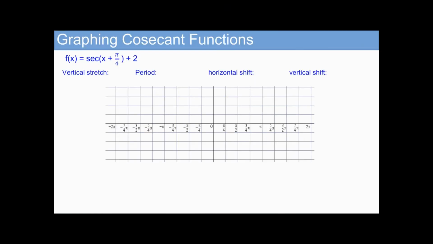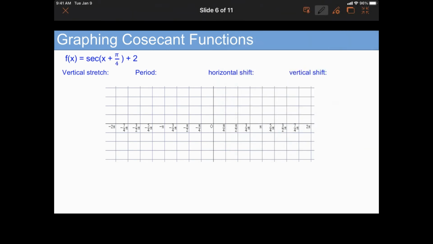All right, so let's look at this one. Okay, so I have a vertical stretch, just 1. Period, still 2 pi. Horizontal shift is -pi/4 to the left, and the vertical shift is up 2. All right, so guess what we're going to do first? That's right, I am going to graph the cosine.